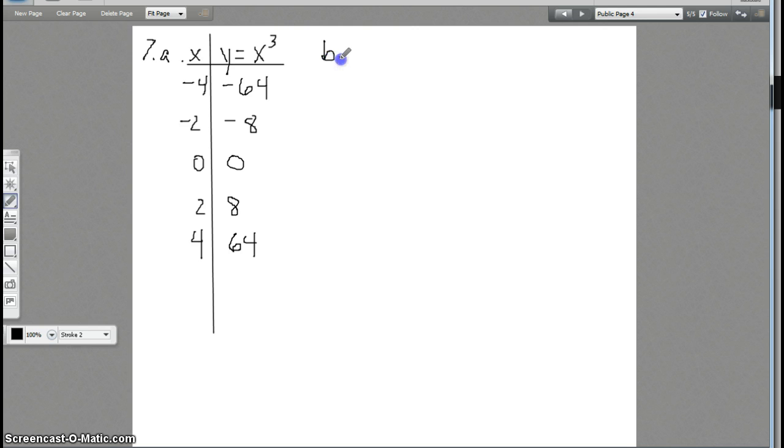Now let's look at part B. Part B, we need to choose values of x, and then our y is going to be y equals 2x cubed. Oh, hold on, I didn't switch to pen mode yet. Okay, so y equals 2x cubed.